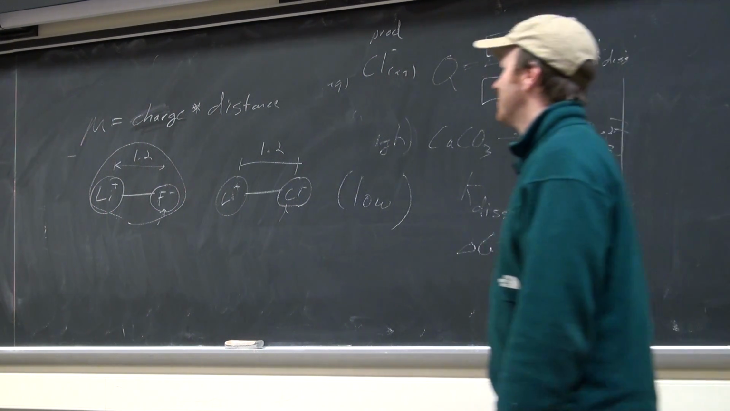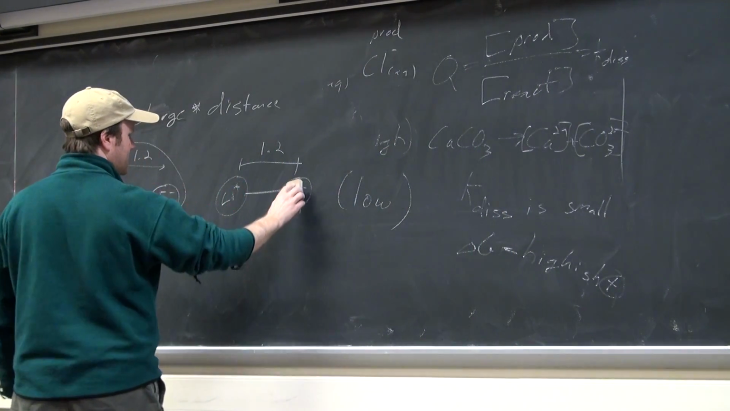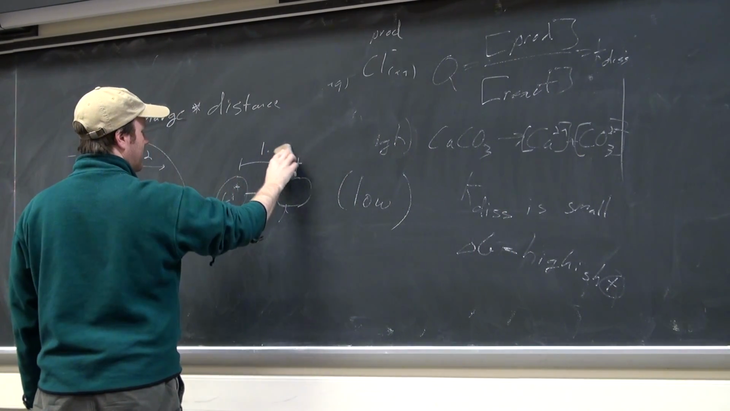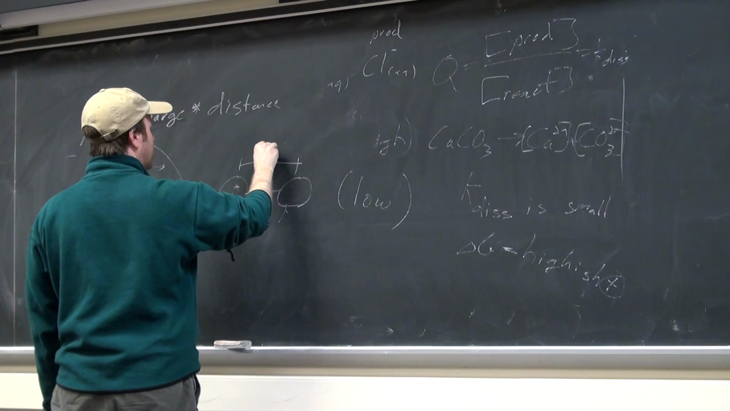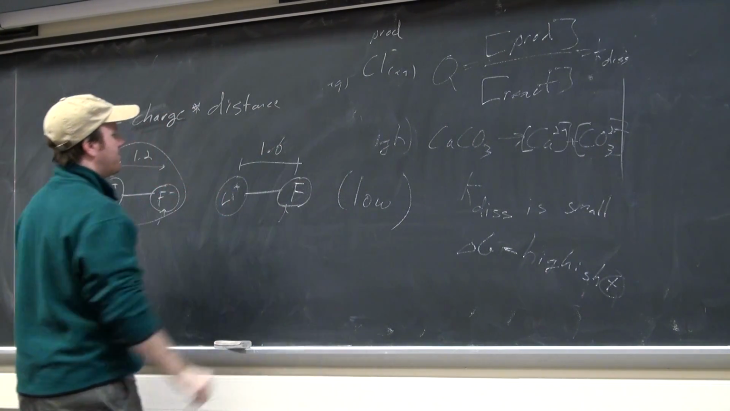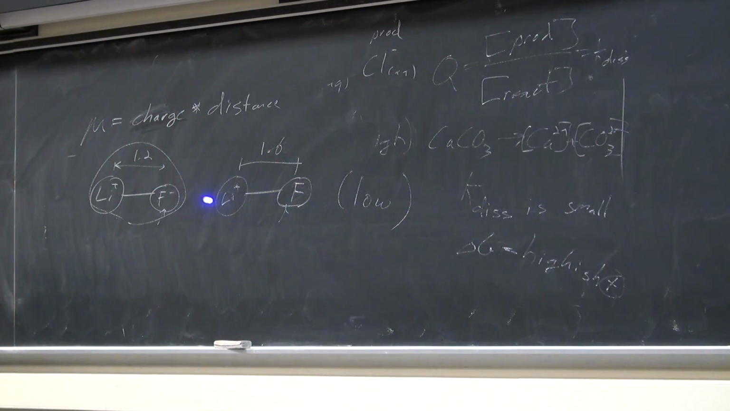But say I asked you something like this: what if I made them both lithium fluoride? However, this one has a made-up bond distance of 1.6 angstroms, and this has a bond distance of 1.2 angstroms. Which one's got the higher dipole moment now? The right one. Larger distance, right?